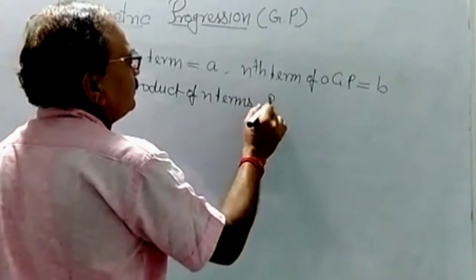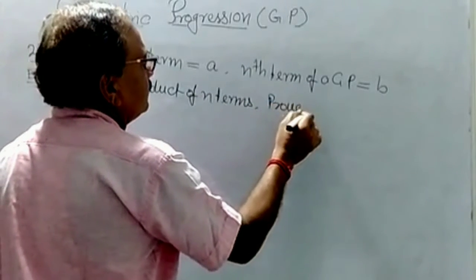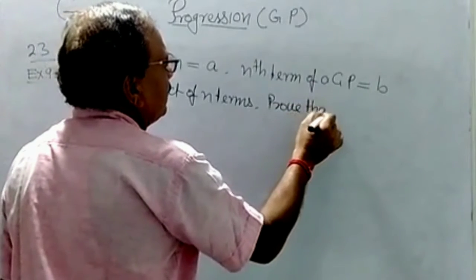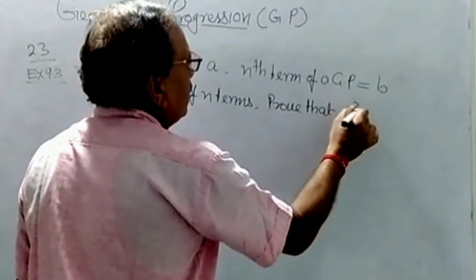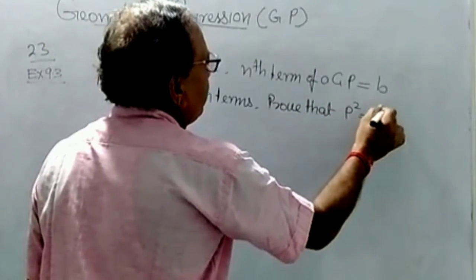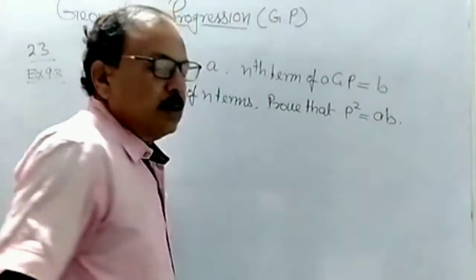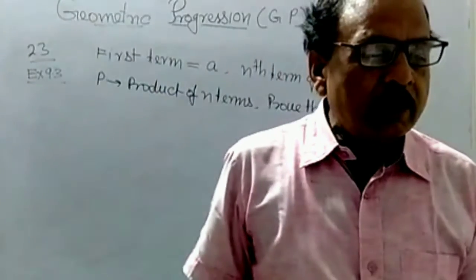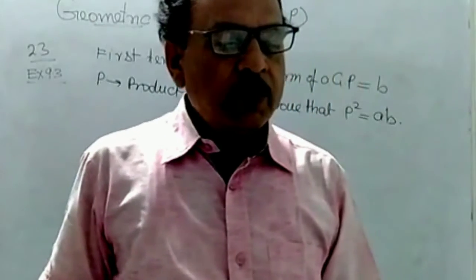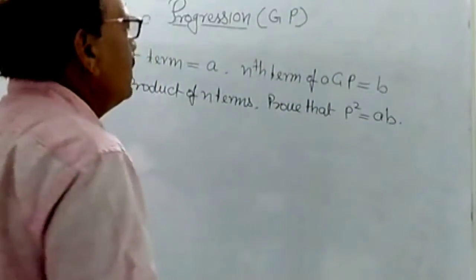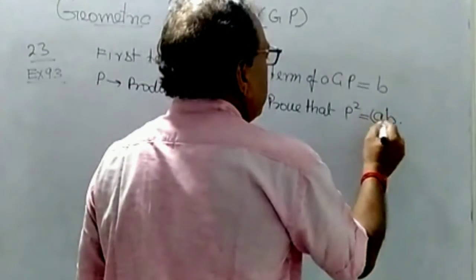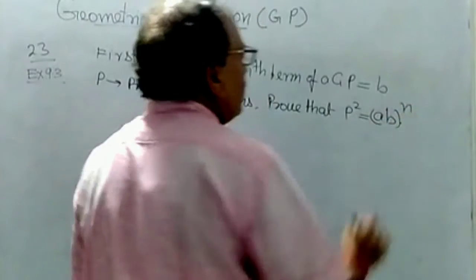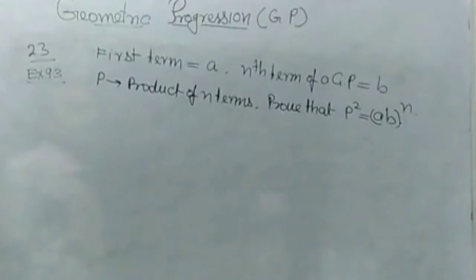Prove that P squared is equal to (AB) to the power n. So now you prove this. Prove that P squared is equal to (AB) to the power n.